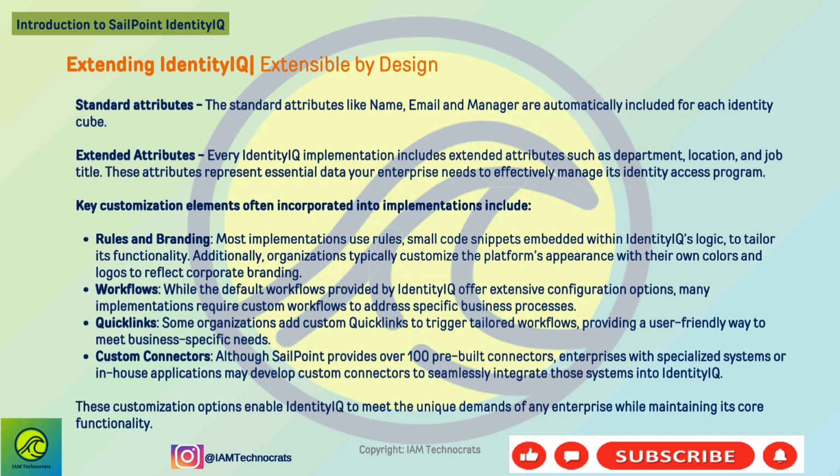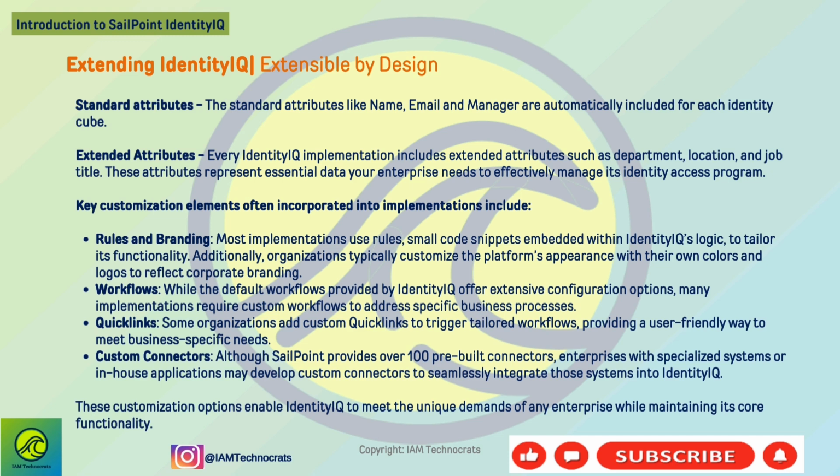Extensible by design. Standard attributes. The standard attributes like name, email, and manager are automatically included for each identity cube. Extended attributes. Every Identity IQ implementation includes extended attributes such as department, location, and job title. These attributes represent essential data your enterprise needs to effectively manage its identity access program. Key customization elements often incorporated into implementations include rules and branding, workflows, quick links, and custom connectors.